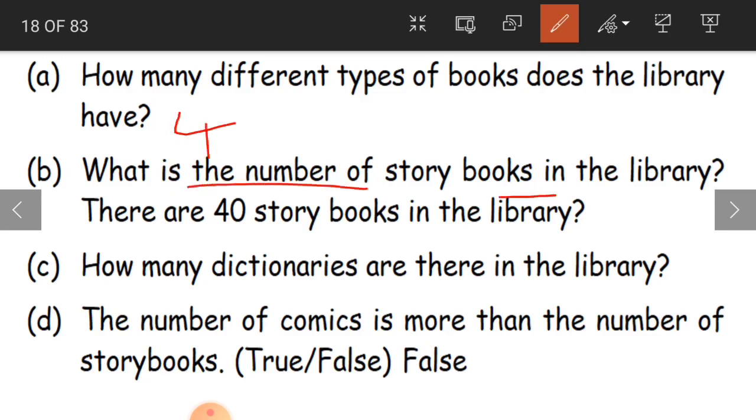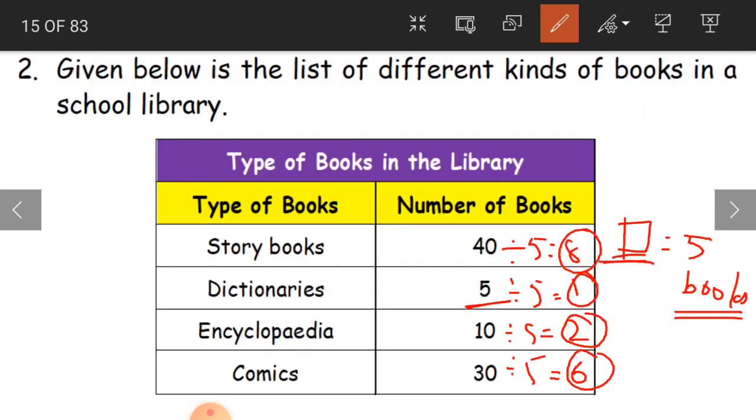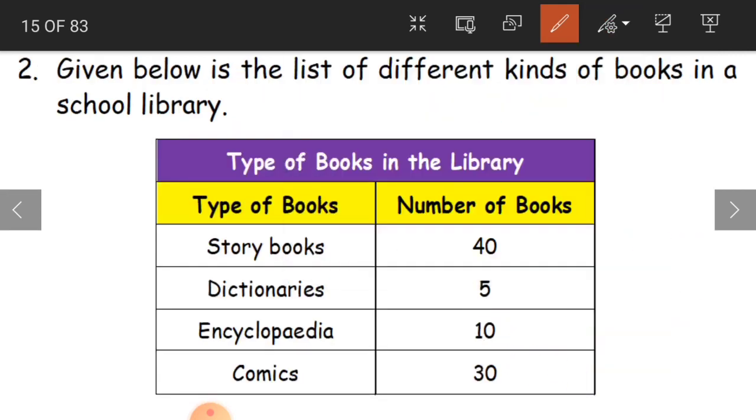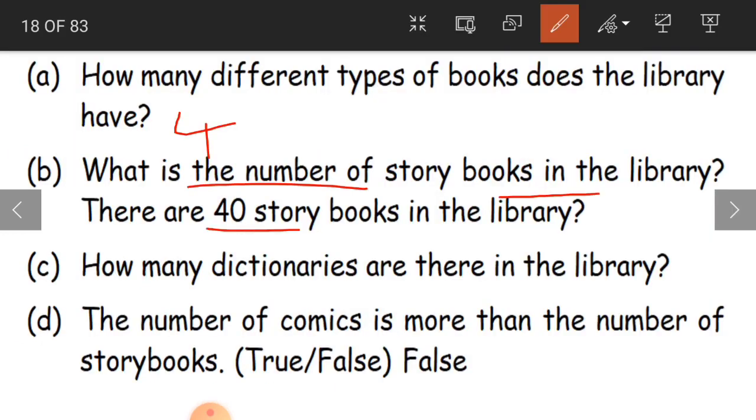Now what is the number of story books in the library? So in the library, what is the number of story books, children? We are having 40 story books in the library. So our answer becomes, there are 40 story books in the library.